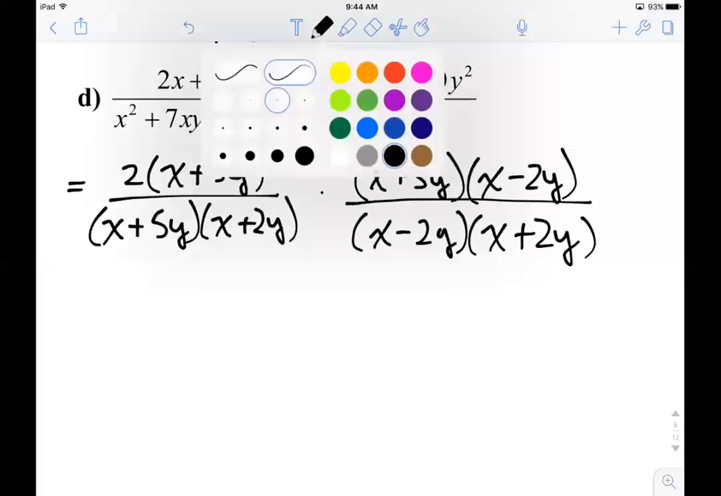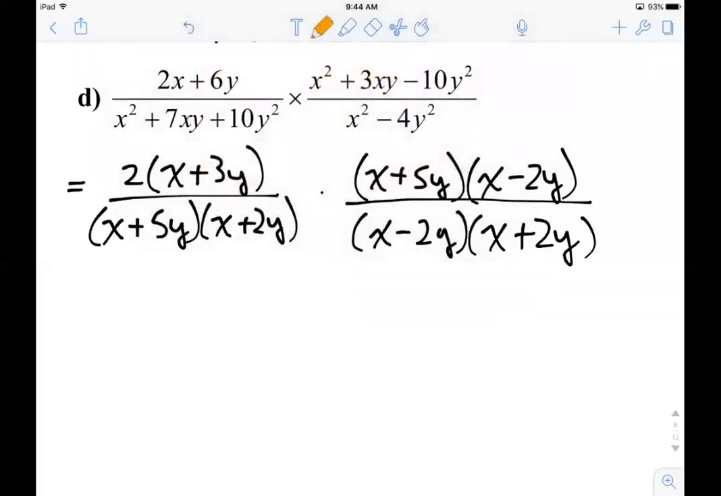Now let's look for some reductions we can do. Well, I see I have an x plus 5y here, so I can divide the top by that to leave a 1 and divide the bottom by the same thing to leave another 1 as well. I see an x minus 2y, so I can divide by that on top as long as I find one on the bottom that I can divide by and leave a 1 as well once again.